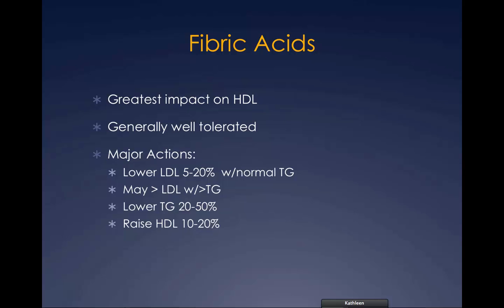Fibric acid, greatest impact on HDL. Generally well tolerated. Major actions are lower the LDL by 5 to 20% with normal triglycerides. May increase LDL when patients have an increased triglyceride level. Normally it lowers triglycerides 20 to 50% and raises HDL 10 to 20%.